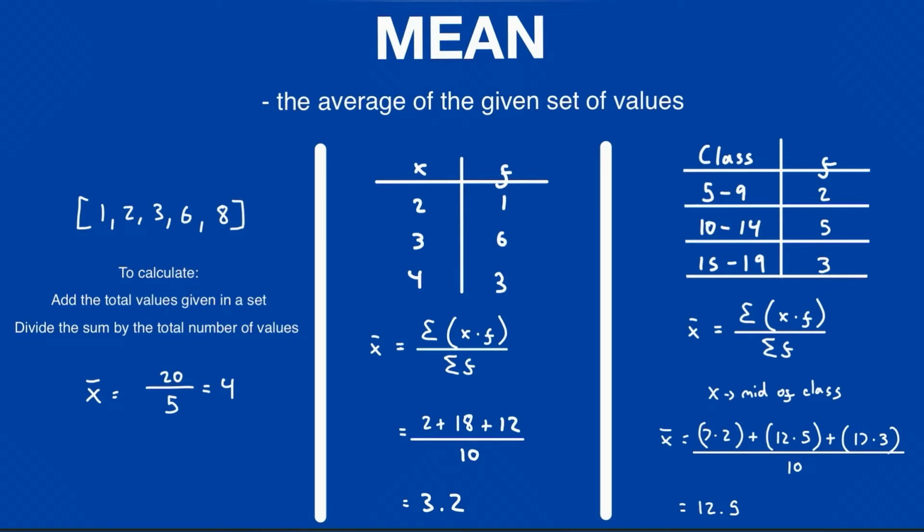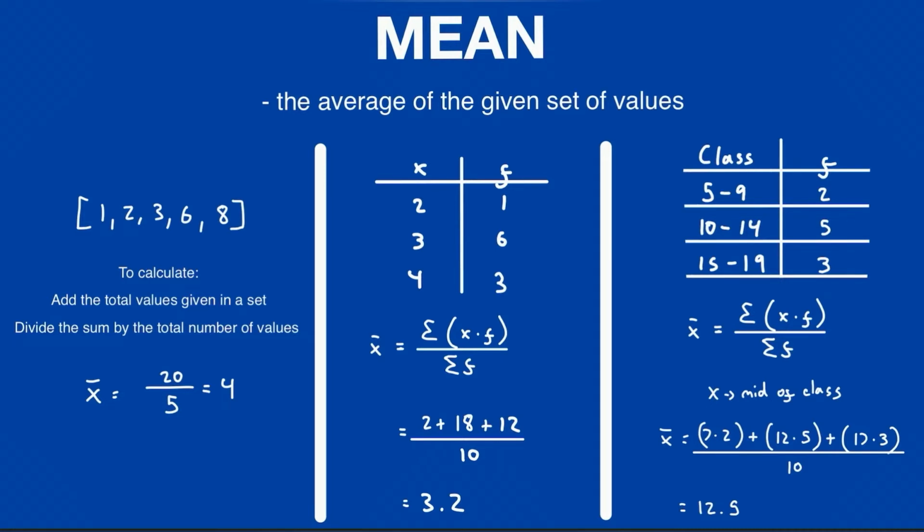In the second example, we have x values and the frequency, which means how many times that x value has appeared in the data set. So 2 has appeared once, 3 has appeared 6 times, and 4 has appeared 3 times. So to find the mean in this scenario, we multiply the x and f values for each row and you find the sum of them. And you divide the sum by the total frequency.